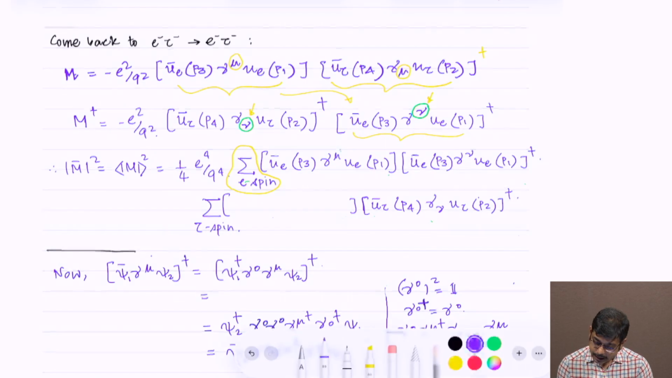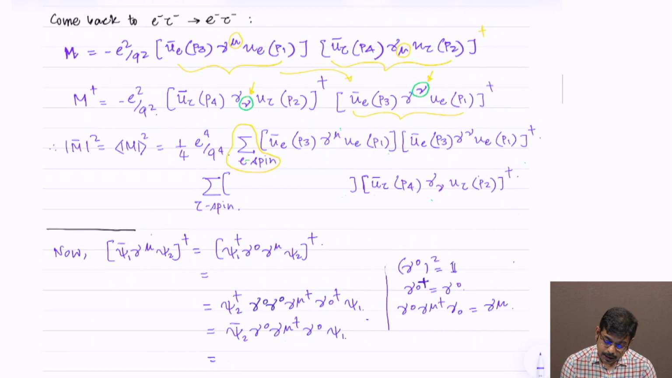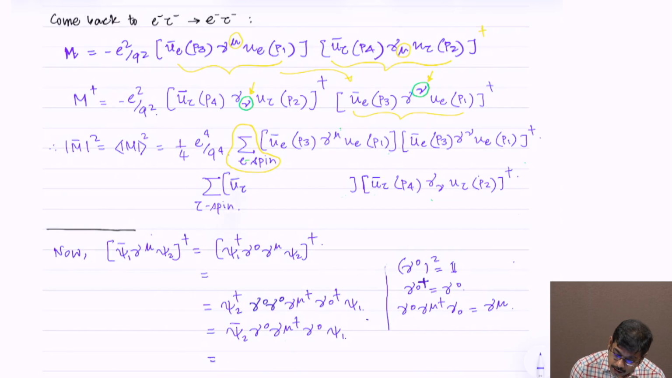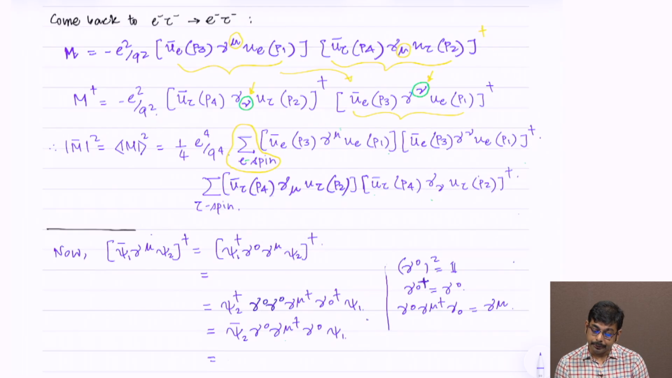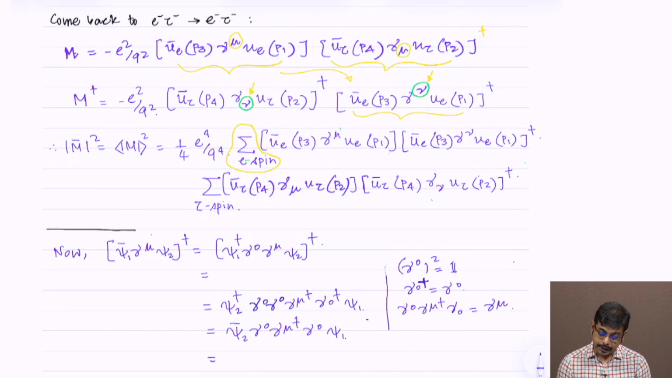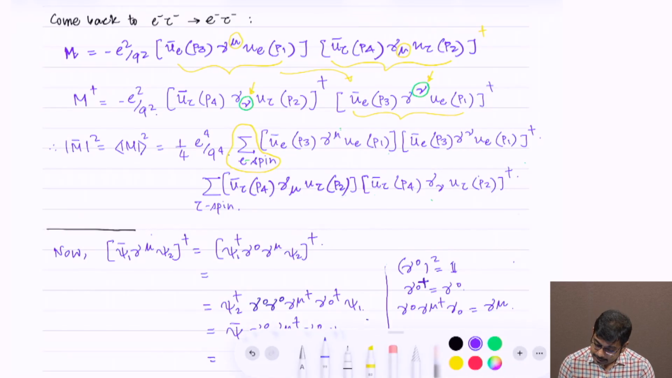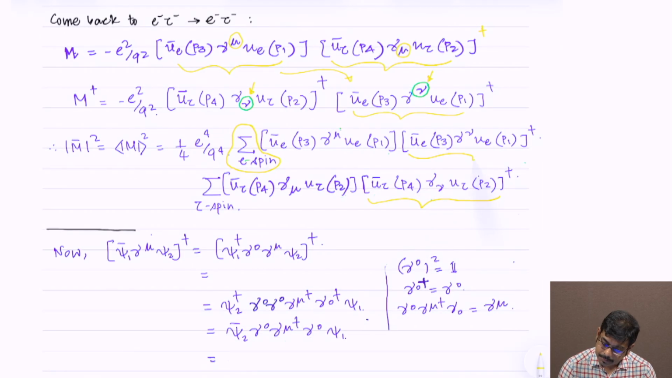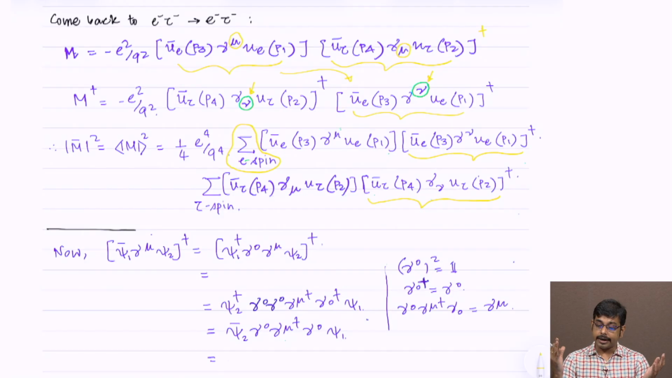So let's write partially for that one for the tau spin. For the tau spin, the original one is ū_τ(p4) γ^μ u_τ(p2), right, and then the dagger is [ū_τ(p4) γ^ν u_τ(p2)]†. Okay. So now you can see that the part that I have to understand or estimate is essentially this part. What is the dagger of this current, [ū_e(p3) γ^ν u_e(p1)]†?